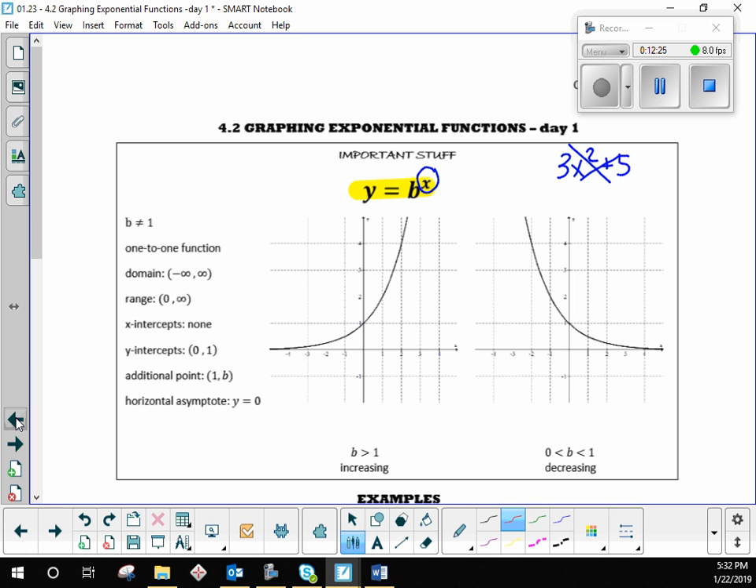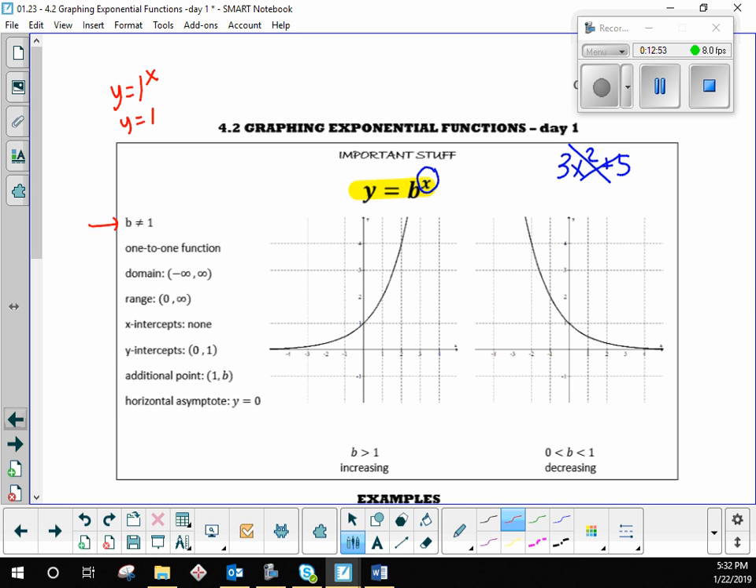A few things on the notes here. We won't talk about the case where b equals 1. So this only works when b is not 1. Because if I plugged 1 in for b, let's just look at what happens. If I plug 1 in for b, then no matter what I put for x, y will always equal 1. So really this is y equals 1, which is just a horizontal line. So we're not particularly interested in that in this instance.